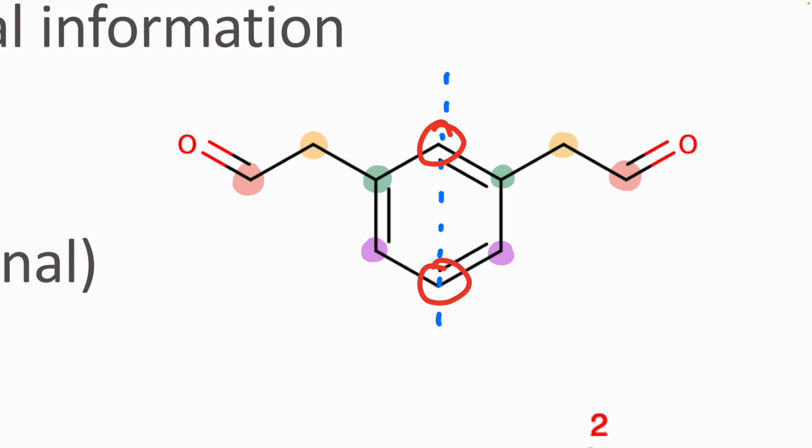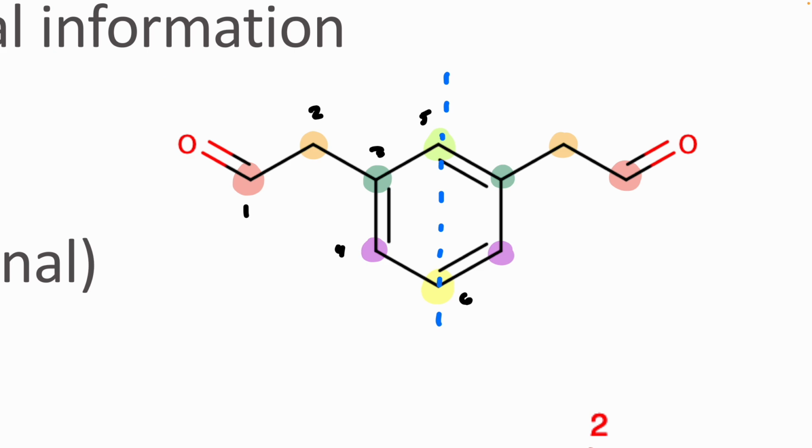What about these two? Are they in the same group? They are not mirror images of one another. They are sitting on that plane, so they are all by themselves. This would be its own group, and this would be its own group. So according to our prediction, we have 1, 2, 3, 4, 5, 6.